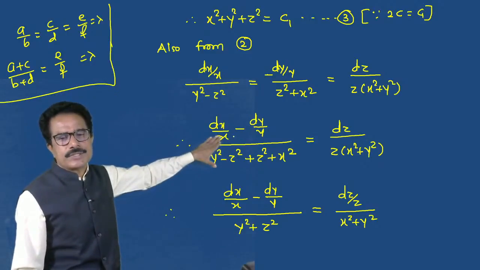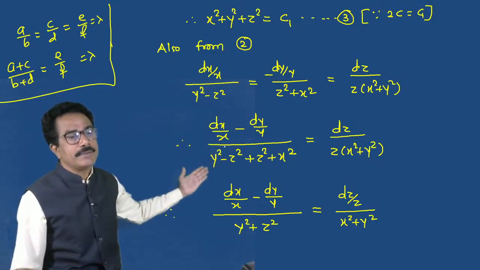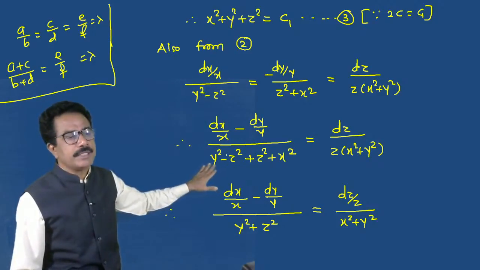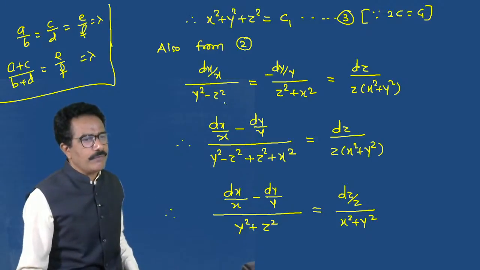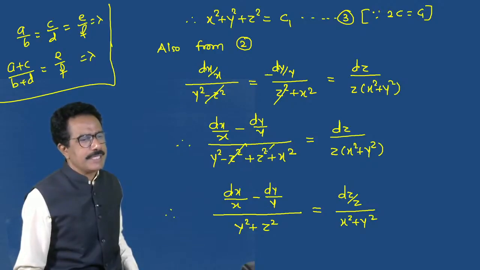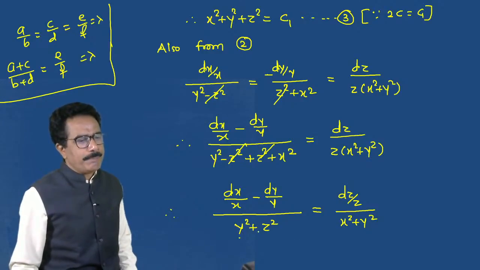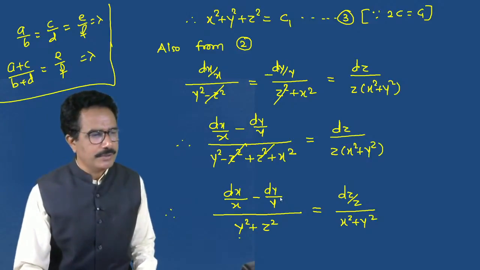So by the equal ratio test, we can write the addition of the numerators of the first two terms over the addition of the denominators of the first two terms. The z square minus z square gets cancelled, so the denominator is y square plus z square. So dx upon x, which is equal to minus dy upon y, which is equal to dz upon z, that is y square plus z square.